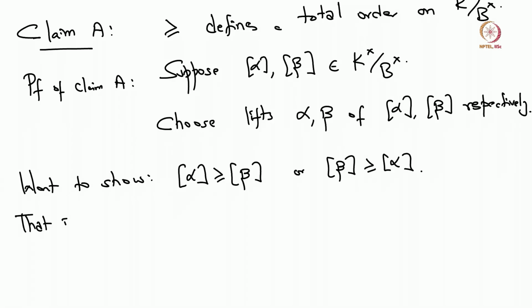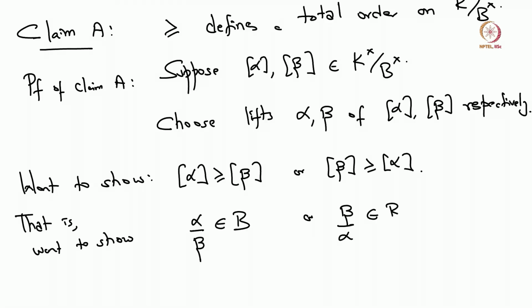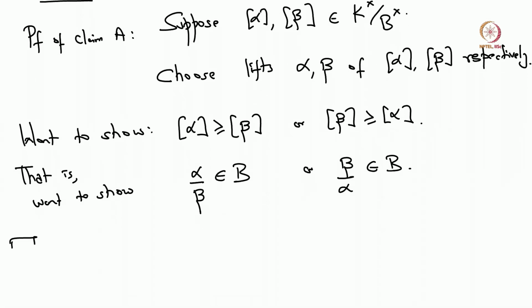Again, just rewriting this, we want to show, what does it mean for alpha to be greater than or equal to beta? We want the ratio alpha over beta to belong to B, or we want the ratio beta over alpha to belong to B. But this follows from the definition of a V ring.